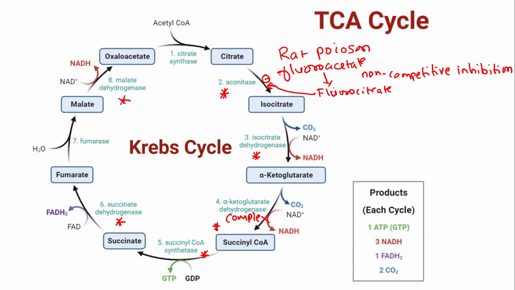Fluoroacetate is a rat poison. That's the active ingredient in that rat poison. And when that poison gets into the cell, that fluoroacetate becomes fluorocitrate inside. And that fluorocitrate irreversibly goes and binds to aconitase enzyme, and then it's going to inhibit the enzyme. And that is how the citric acid cycle or TCA cycle is blocked. That's how rat will die. That is the mechanism of rat poison.